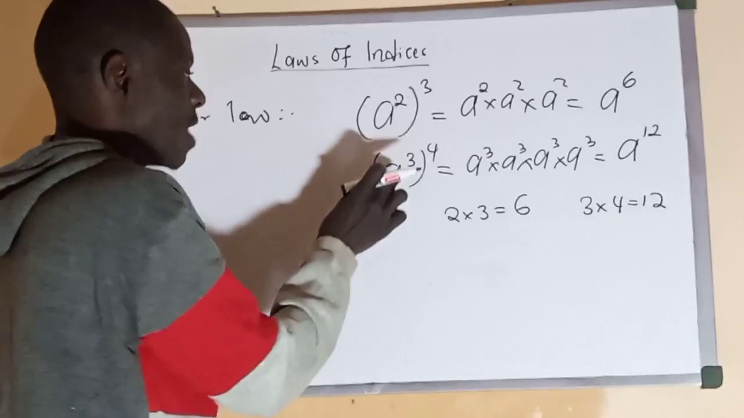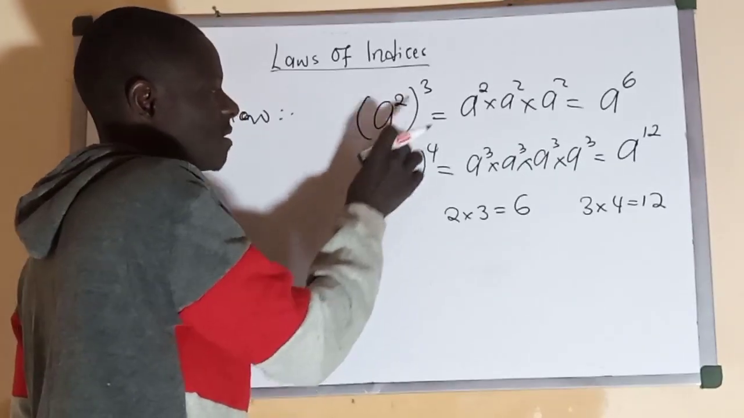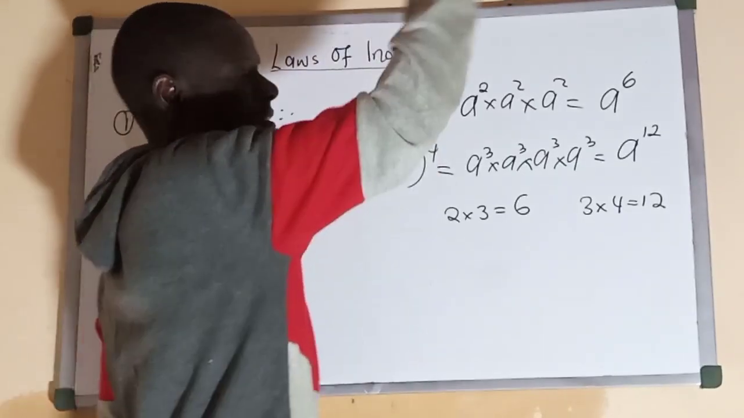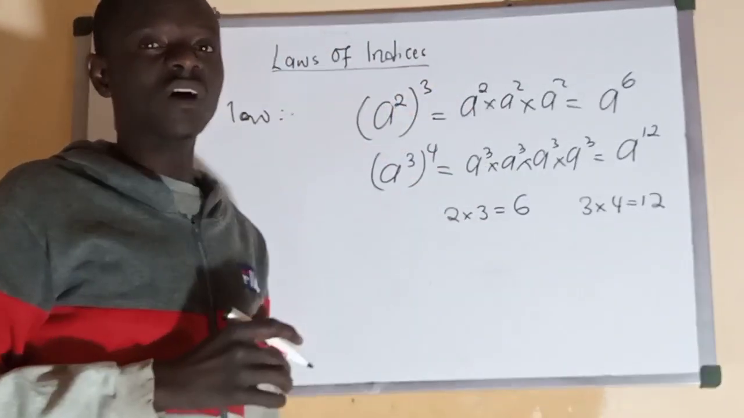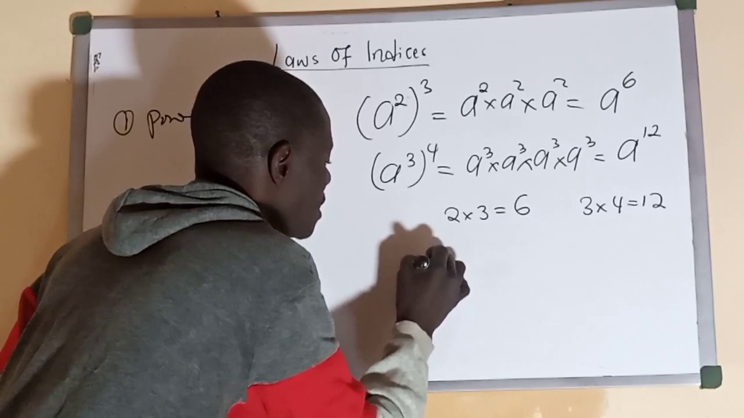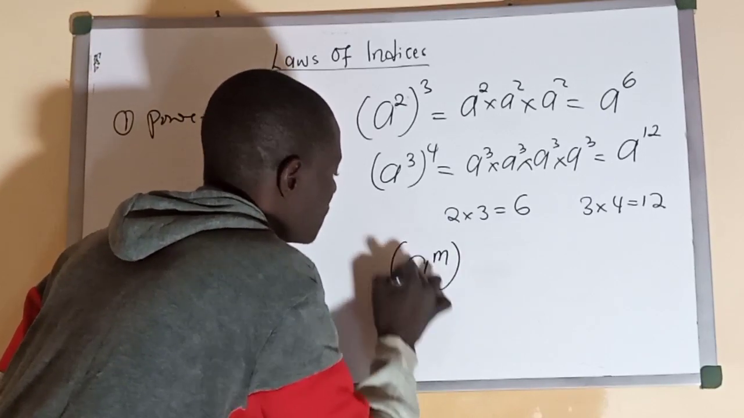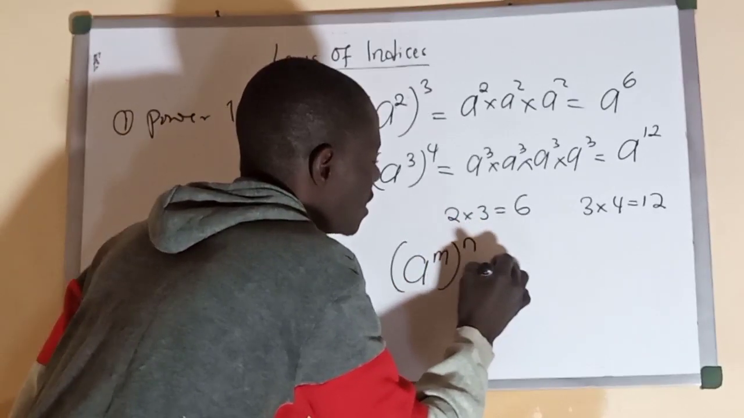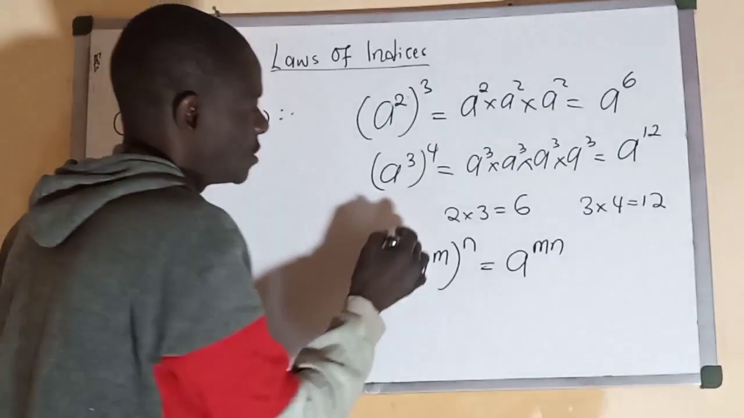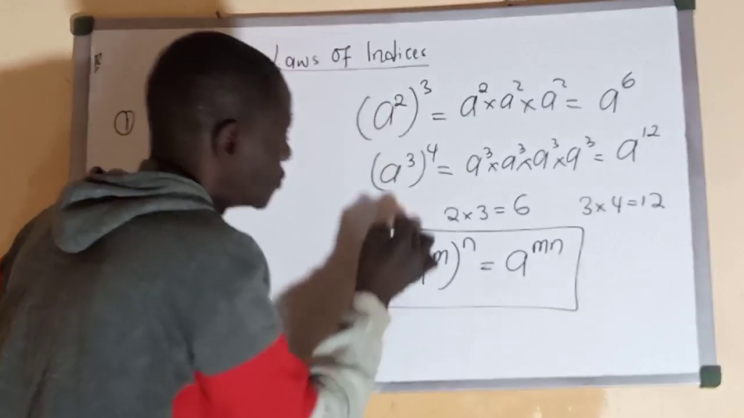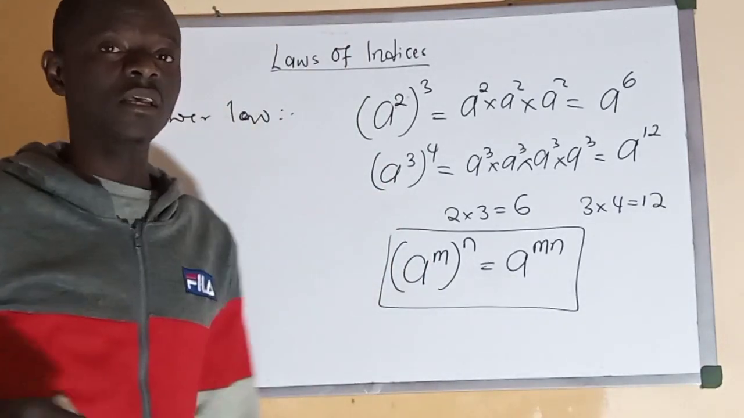That means whenever you have a number with a power and it is raised to another power, you just multiply the two powers. So if you have a raised to the power of m, close bracket, power n, it is the same as a raised to the power of mn. This is the power law, and it is one of the laws abiding by these indices.